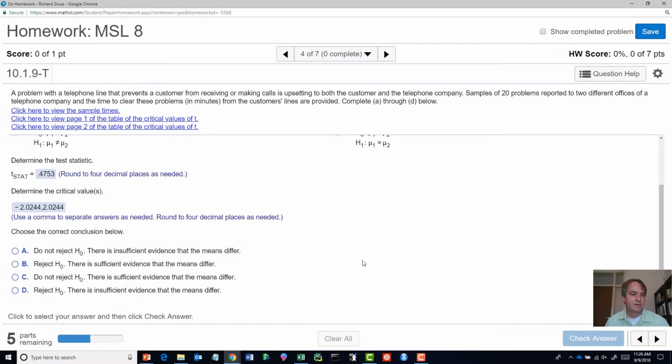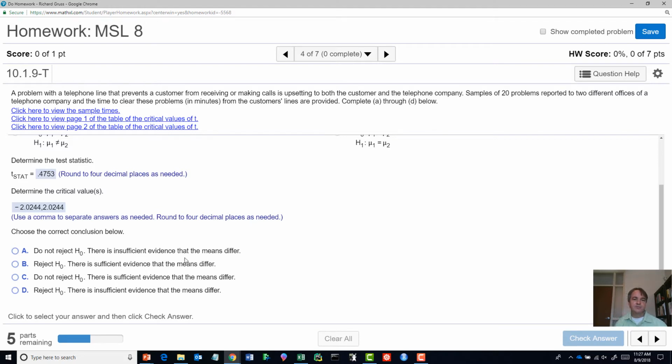Okay, so choose the correct conclusion. So we've gotten to the conclusion. We still have 5 parts remaining. Okay, so a couple of zingers coming up here. So choose the correct conclusion. So this is clearly well inside the critical value, inside the region of acceptance here. So we're going to fail to reject. So it's going to be either A or C.